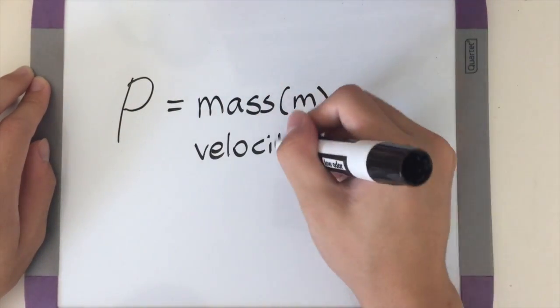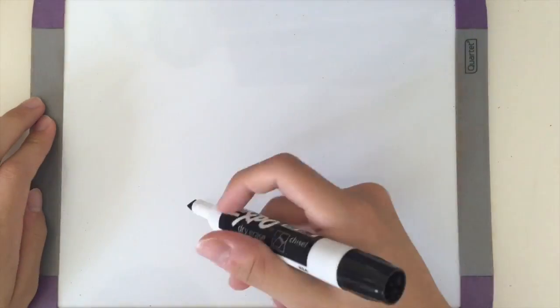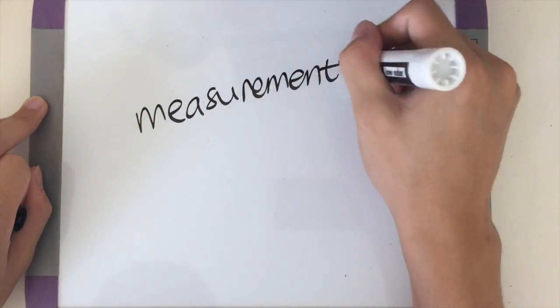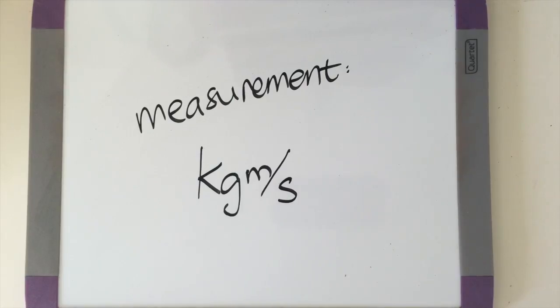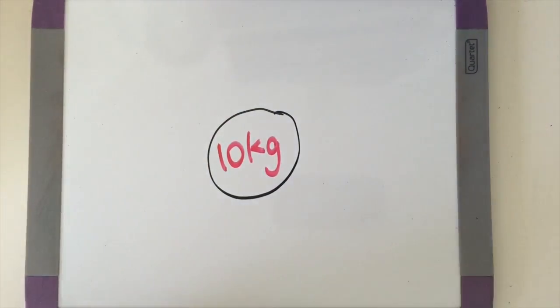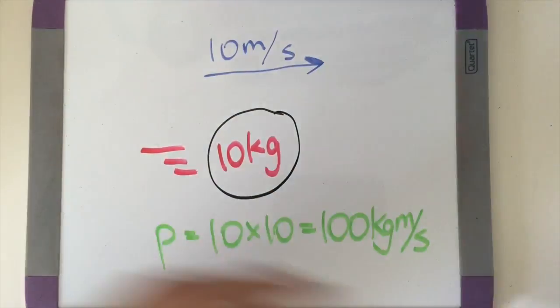Momentum, p, is the product of mass and the velocity of an object. You can think of it as how hard it is to stop an object moving in the direction of its velocity. The measurement of momentum is kilograms times meters per second. For example, an object that weighs 10 kilograms traveling at the speed of 10 meters per second will have a momentum of 10 times 10, 100 kilograms meters per second.